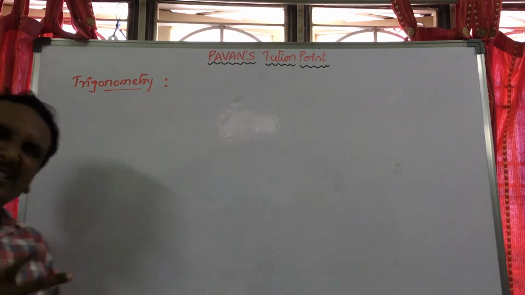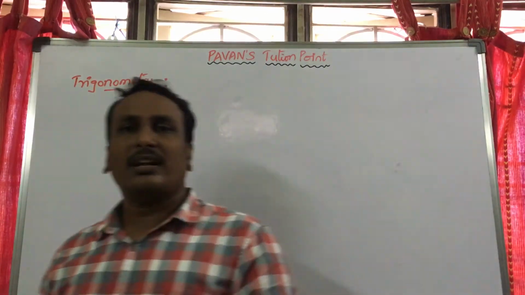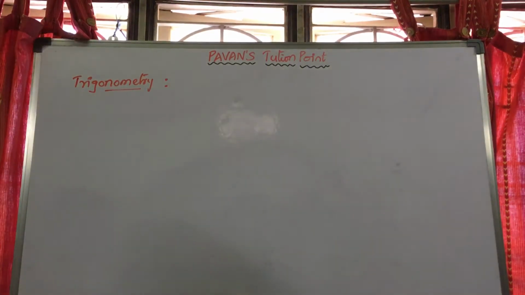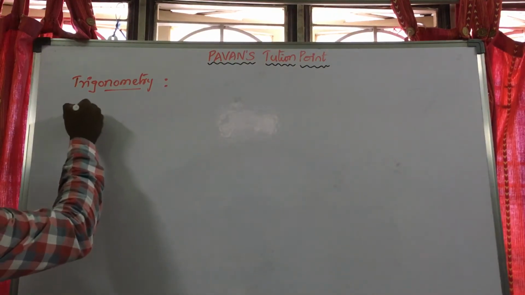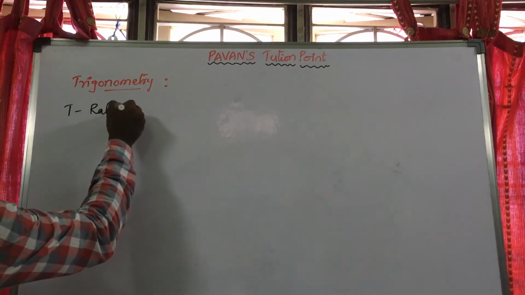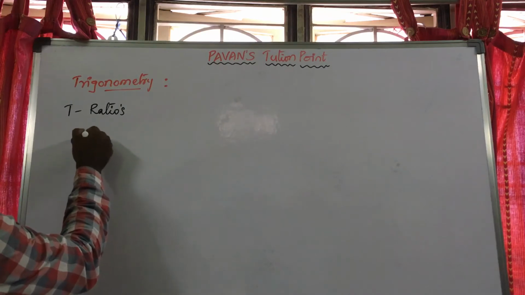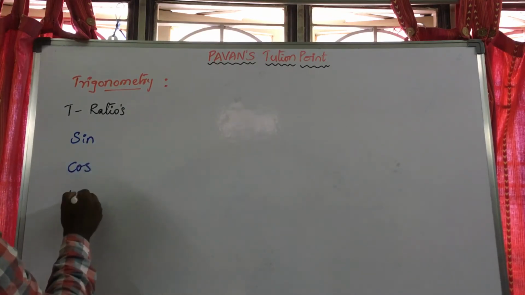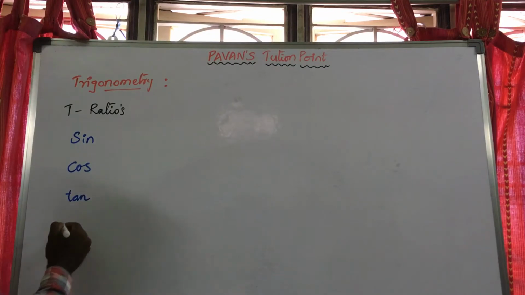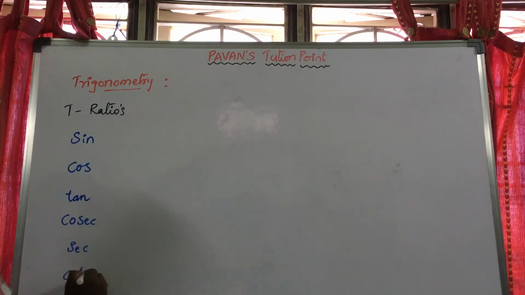So what are the basic things in trigonometry? Those are the trigonometric ratios. We call them T ratios. So what are the T ratios? As you know very well, whatever you guess, that is right. The T ratios are sine, cos, tan, and cosecant, secant, cot. All these are called trigonometric ratios.